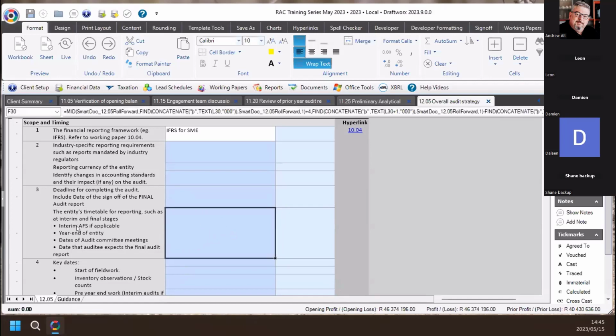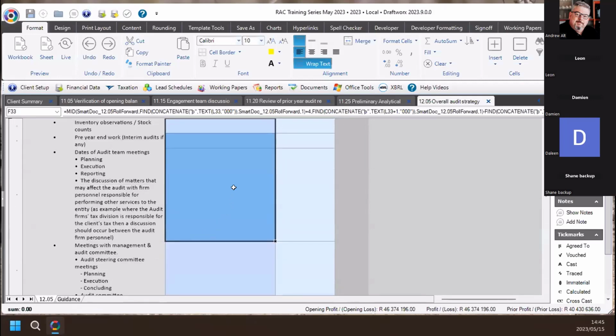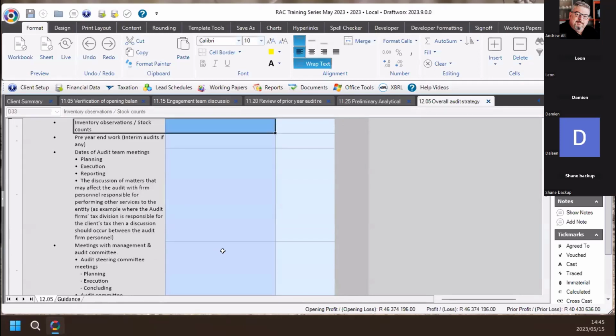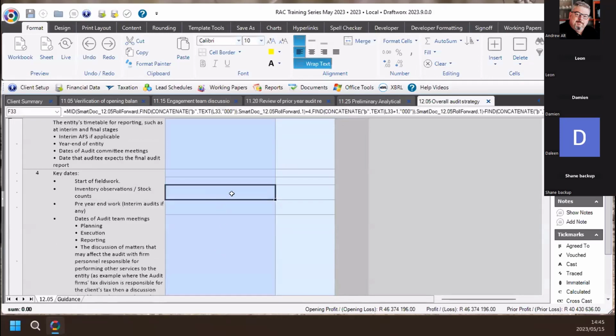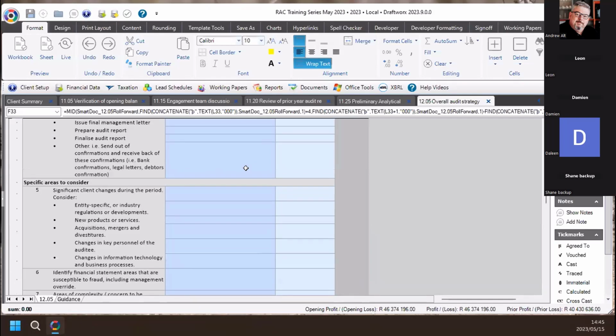You can then go and complete as much as you wish about the deadlines. There's a whole lot of space for key dates of various things, including inventory or stock count. Now, the reality is you might have only created this audit file some months after year end, so the stock take should have already happened. So again, that's why I just say it's up to you to what extent you complete information on here, but it's there to provide this generic information as you go through.